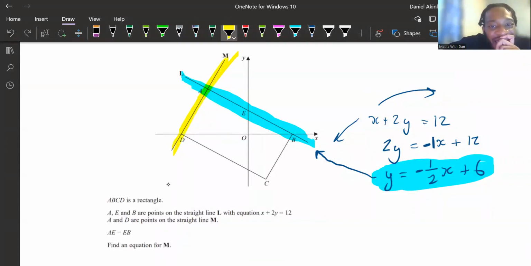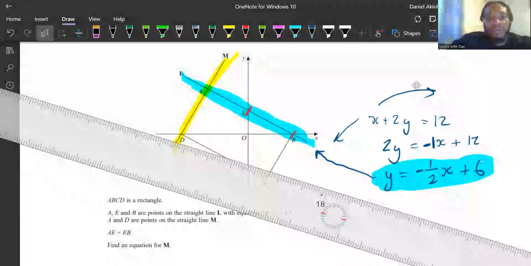And it says AE is equal to EB. Where's AE and where's EB? Okay, cool. So I can say here that this part from there to there is the same, yeah? Find an equation of M. Now, the reason why that's important is because if these two parts are the same, it basically means that I can find out how I go from one to the other. So let me put a line through here like this, just so it's clear. So E, like that. This is the same, right?